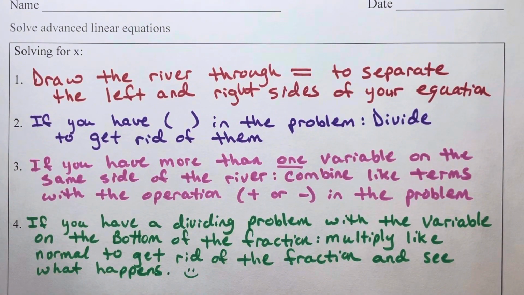Our third if and fourth suggestion, if you have a dividing problem with a variable on the bottom of the fraction, you're going to multiply like normal to get rid of the fraction, and then see what happens. This will become less scary, pretty simple, fairly quickly.